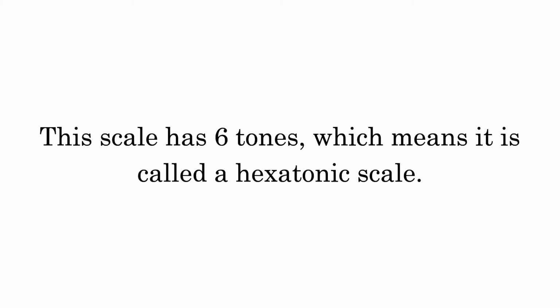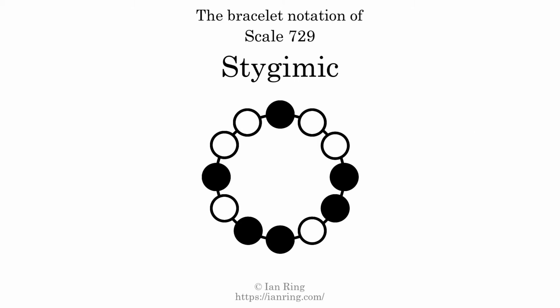This scale has 6 tones, which means it is called a hexatonic scale. This is a bracelet notation diagram of scale 729. The shaded circles represent tones that appear in the scale, and they are read clockwise, starting at the top.